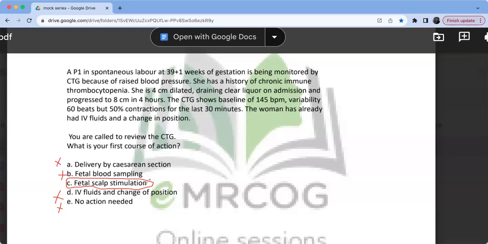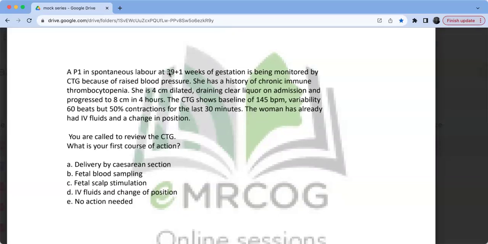Okay. Fetal scalp stimulation can be done during the vaginal examination to exclude the acute event. I'm not saying this is a recommendation. I just say for this question, this looks like the best suitable one. Okay, guys. But you should know what is the action in the pathological CTG, right? What is the action in the pathological CTG? According to the fetal monitoring, the new one.